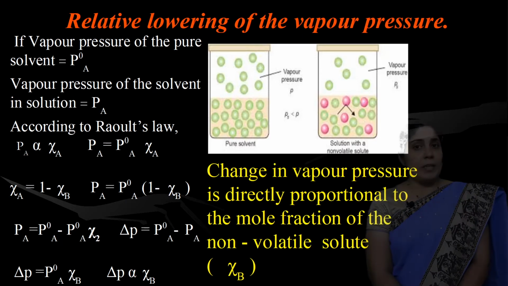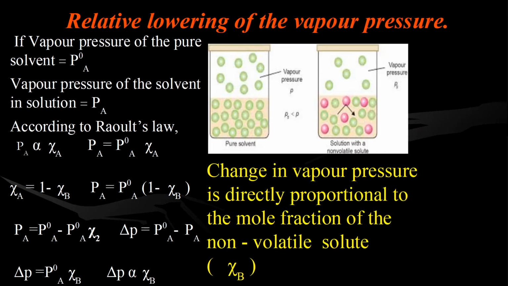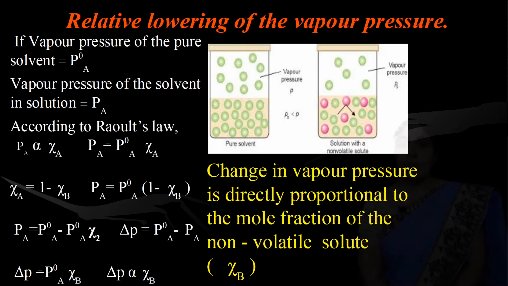PA0 minus PA actually gives you the change in the vapor pressure which has taken place, and this change is what we call the total lowering of vapor pressure on the addition of a non-volatile solute. As we move on, we can now conclude that the change in vapor pressure is directly proportional to the mole fraction of the non-volatile solute which is added, that is chi B.